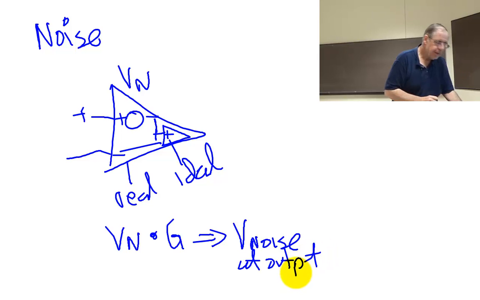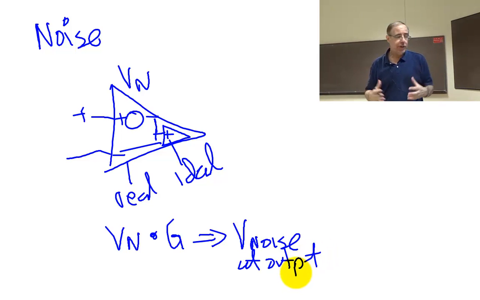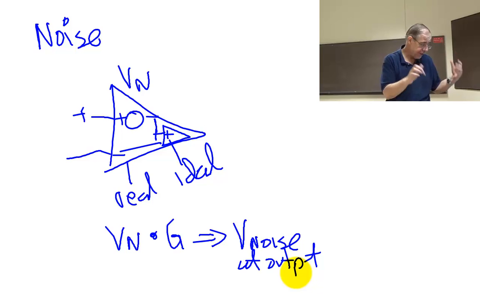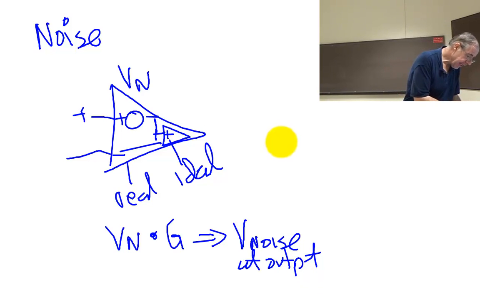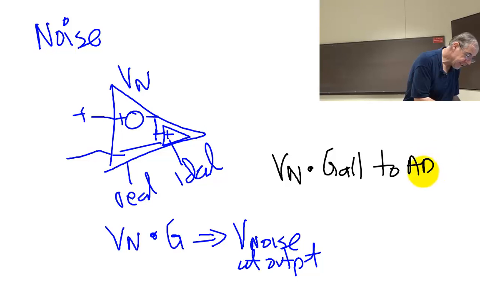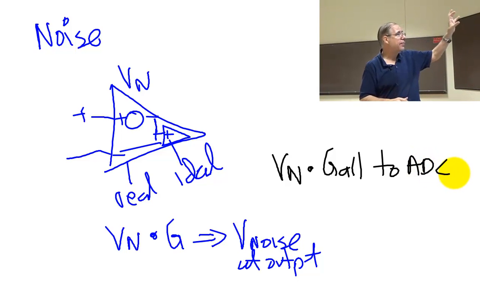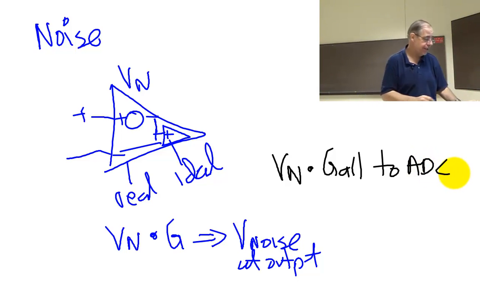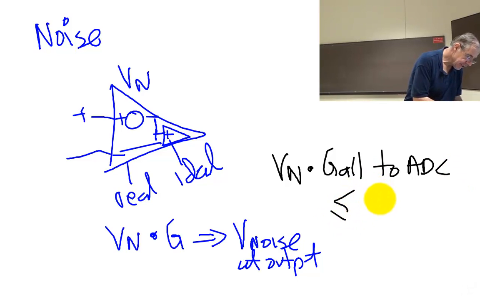And now, as a design rule, I'm going to take the noise of my op amp and multiply it times all the gain from that spot all the way to the ADC, and that has to be less than the resolution of the ADC.